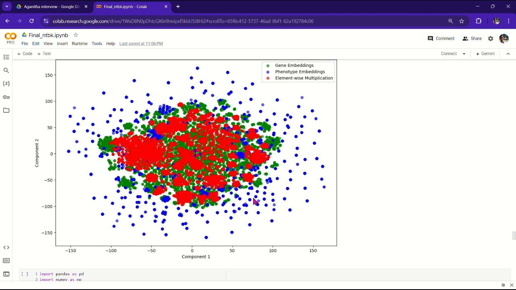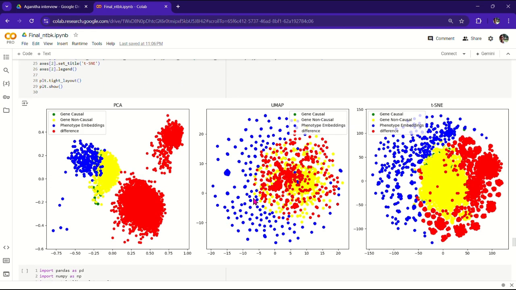So instead of taking phenotype embeddings, we can take element-wise multiplication and gene embeddings, and then we can train the model on these, because these two are overlapping and sharing a larger similarity index or similar space. So the model will be able to relate more causal genes and non-causal genes with phenotypes.